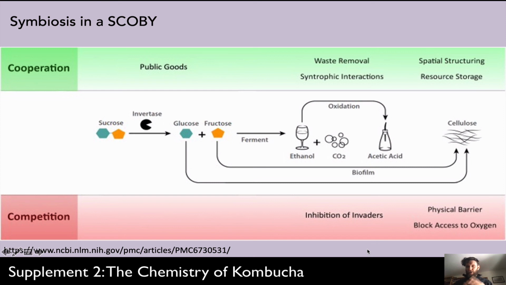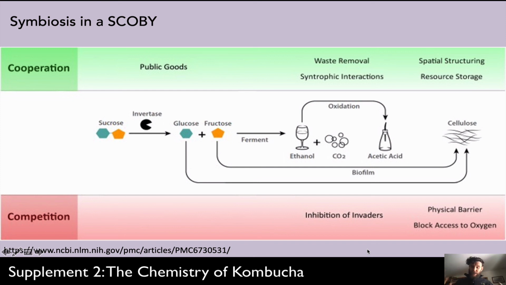The bacteria make the cellulosic mat, which is the pellicle that forms on the top of the kombucha. That is the spatial structuring, right? It's spatial structuring where you are able to have this three-dimensional network of cellulose that is invested with the yeast and the bacteria. It helps.